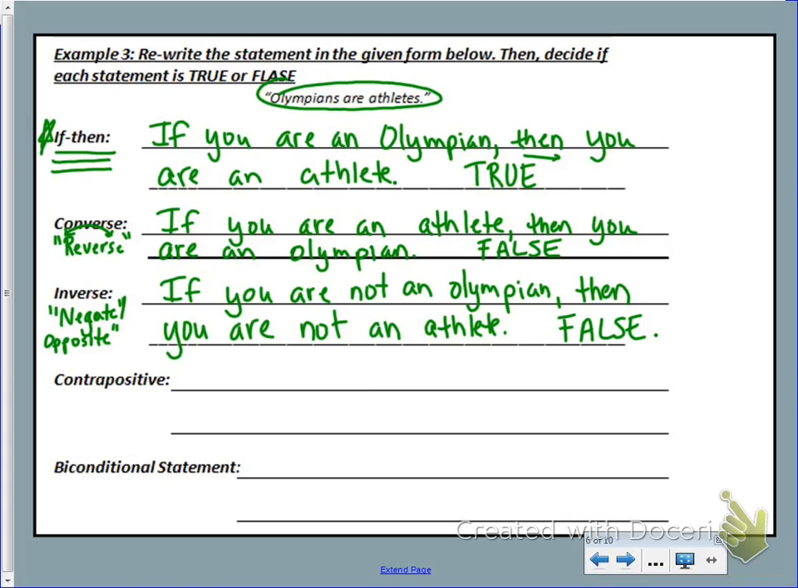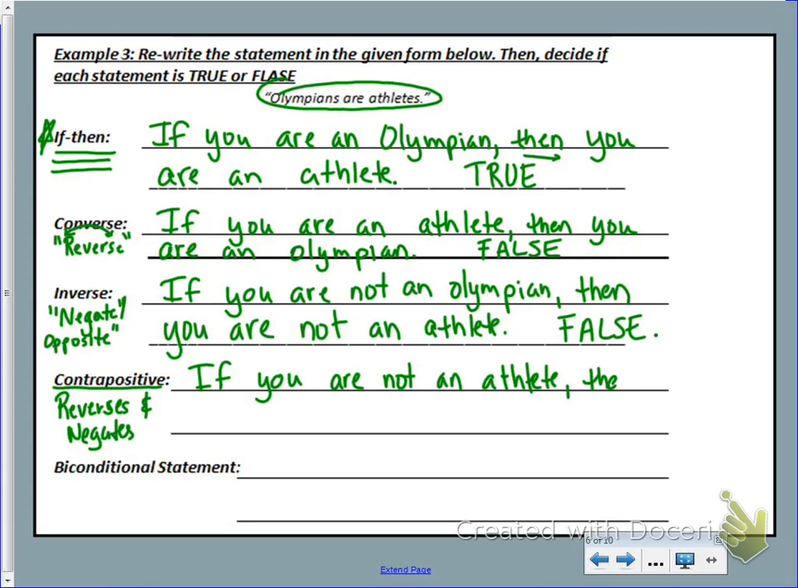Contrapositive does both of what the inverse and converse does. So it reverses and negates the statement. So essentially, I'm combining the converse and the inverse into one statement, and that makes the contrapositive. So if I reverse it, if you are an athlete, but we're going to put in the negation. So if you are not an athlete, then you are not an Olympian.